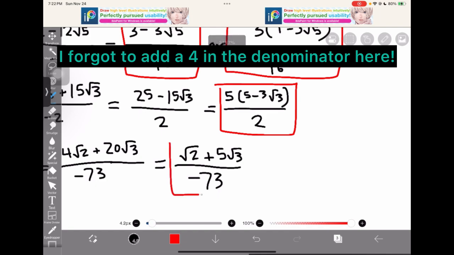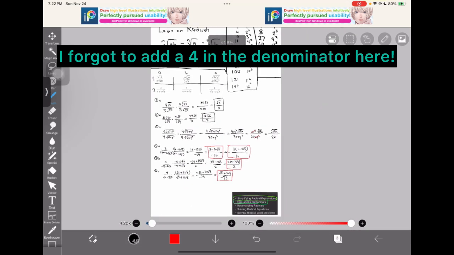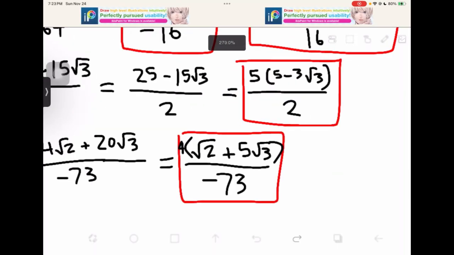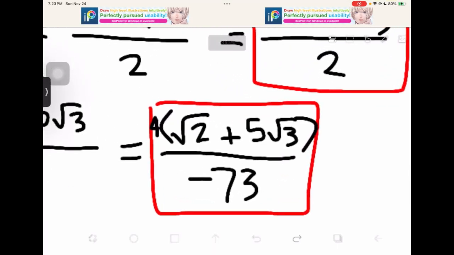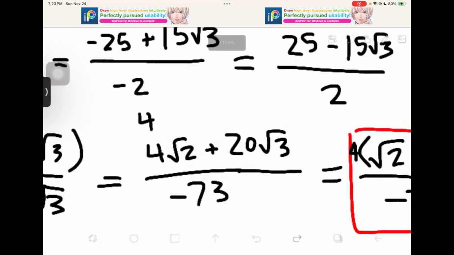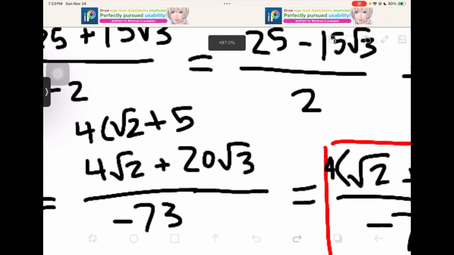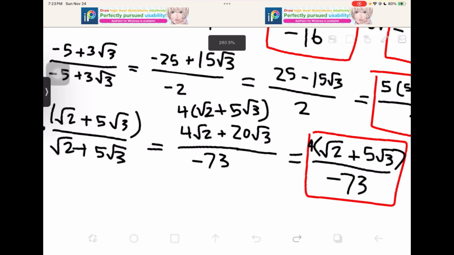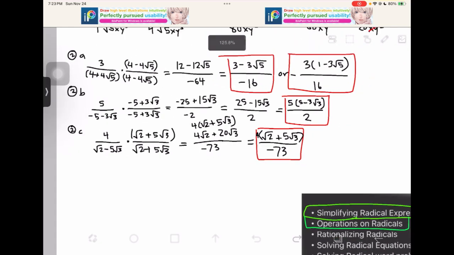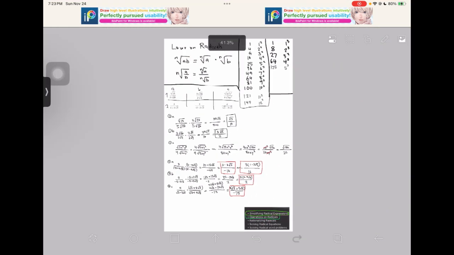Let's just box that. And yeah, I think we're done for this topic. Let's move on to the next topic. Yeah, this is the correct answer. I just forgot to put the 4. But that's how we factor it out anyway. So it becomes 4 square root of 2 plus 5 square root of 3. So that's the final answer, this one. Now let's take a screenshot and move on to the next problem or topic.